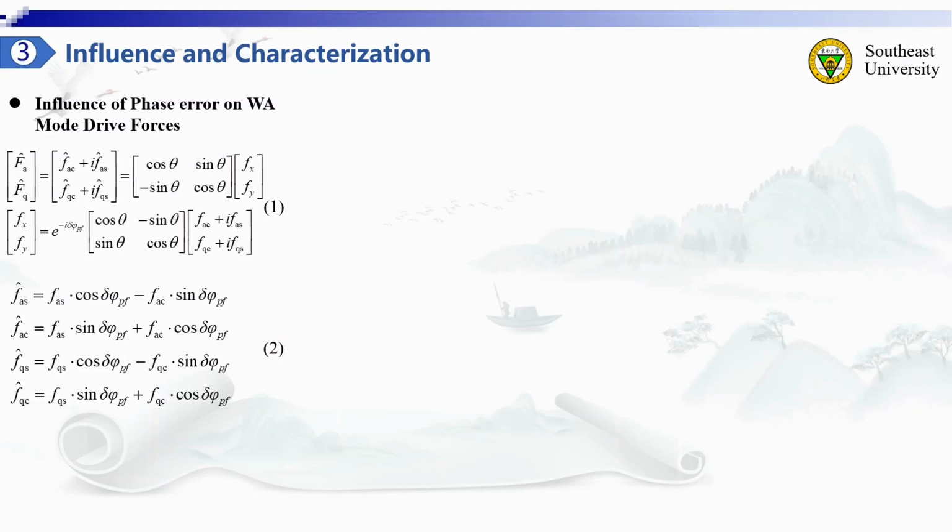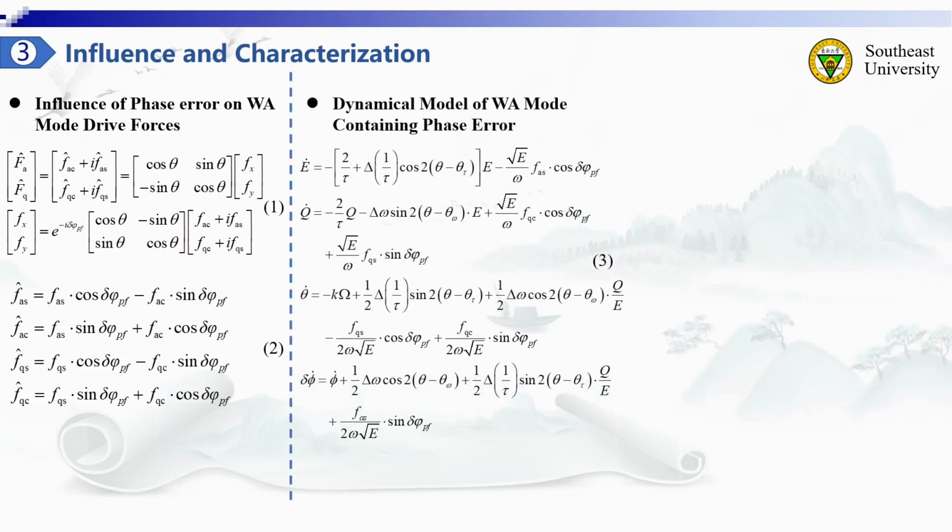According to equation 2 and the averaging method presented by Dr. Lynch, we obtain equation 3. Equation 3 shows the dynamical model of the whole-angle mode containing phase error. The phase error mainly affects the orthogonal control loop and the angular velocity detection loop.